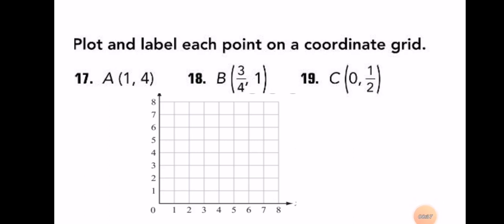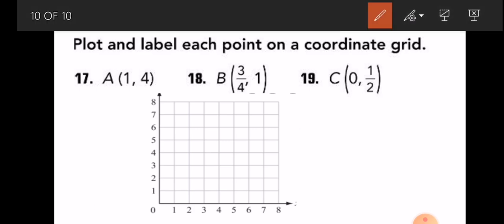Now let's go to another question. Plot and label each point on a coordinate grid. Okay, so now I have the ordered pairs and I want to place them in the correct place on the coordinate grid. Here to remember, the horizontal one we call x. Let's write on it. And the vertical one we call y.